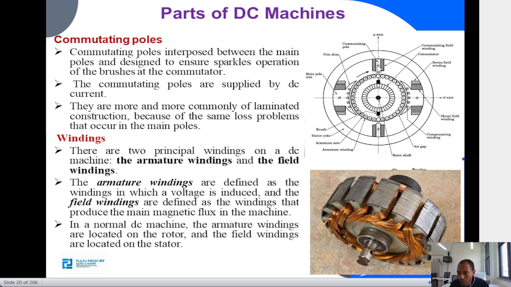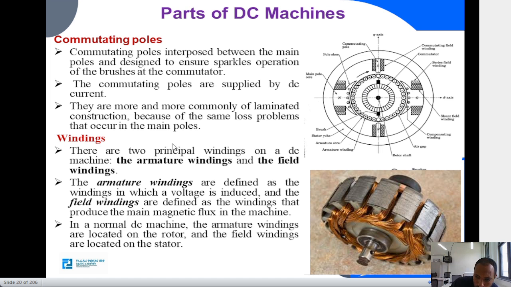It has a pole core, and at the same time it has windings, similar to the main poles. But the only thing is they are introduced in between the main poles to reduce the armature effect.